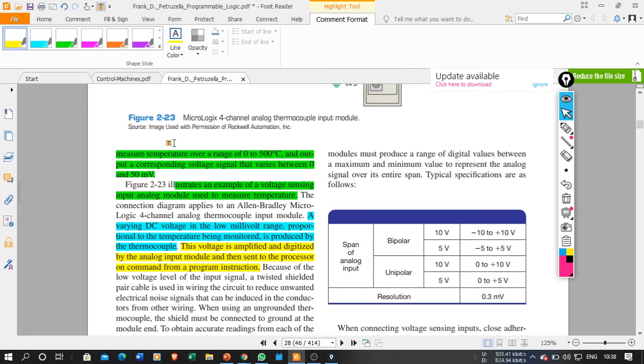Say for 100 degrees centigrade I am getting 10 millivolt. That 10 millivolt is going to be amplified and then converted into digital form, in terms of zeros and ones, and then sent to the processor. The processor will execute it as a command, as the program instruction. After execution of the program, some output will be given by the processor. That is also, sorry, that is also digital output.